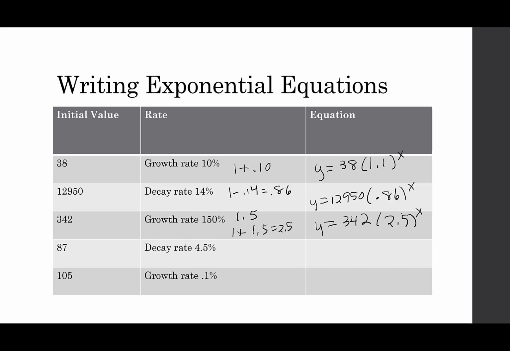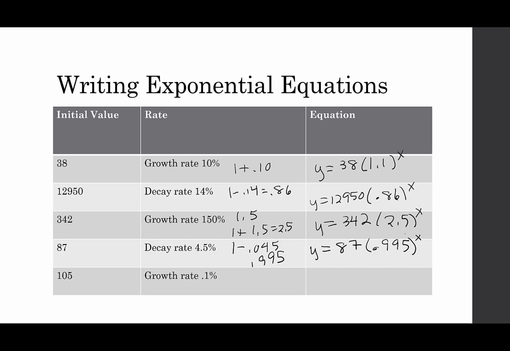The next one says, initial value of 87, a decay rate of 4.5%. We're going to write y equals 87. We're going to do 1 minus 0.045, which is 0.955. So I have y equals 87 times 0.955 to the x.